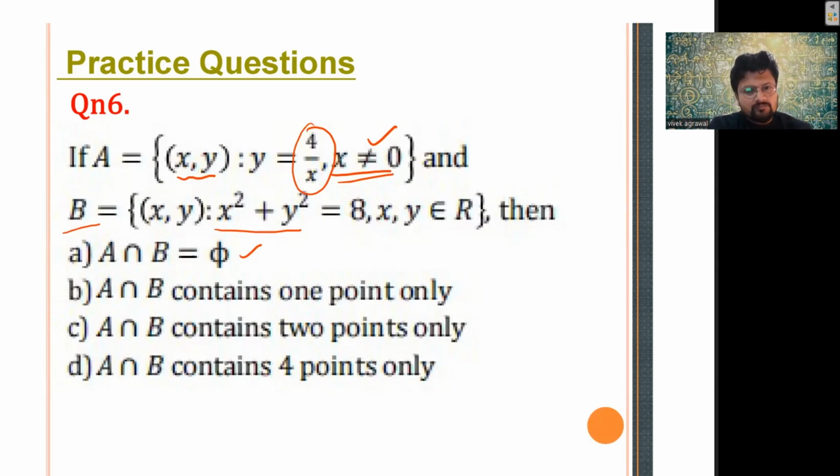Option C, that is 2 points only. Okay. What about others? Same for me. Okay. How did you solve this?